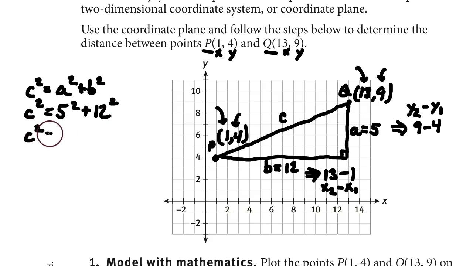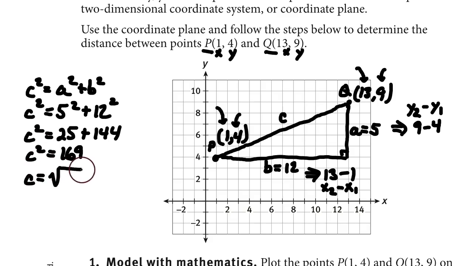Now let's work this out. 5 squared is 25, 12 squared is 144. 25 add 144 is 169. And to solve for C, we remove squaring using a square root. The square root of 169 turns out to be 13. 13 times 13 is 169. We figured out how long it is from P to Q. We found the distance from P to Q.